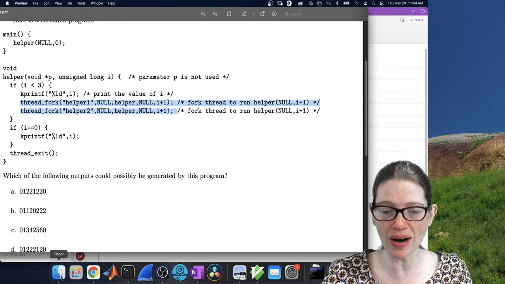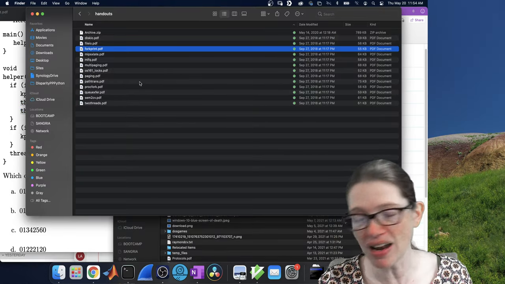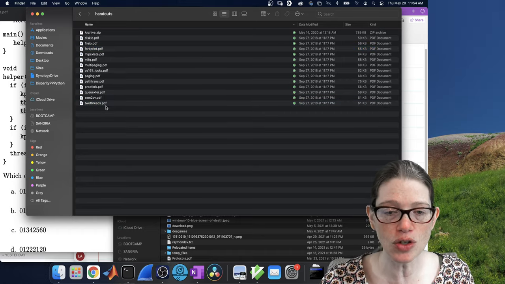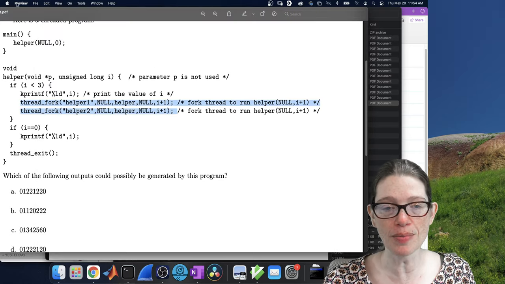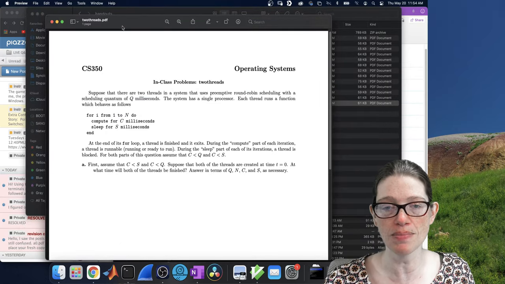I would like to direct you to a second sample problem, and this one's a bit harder. But I think it's fun. And this one, if I remember, is called two threads. And by the way, these sample problems that I'm showing you are actually previous midterm problems.